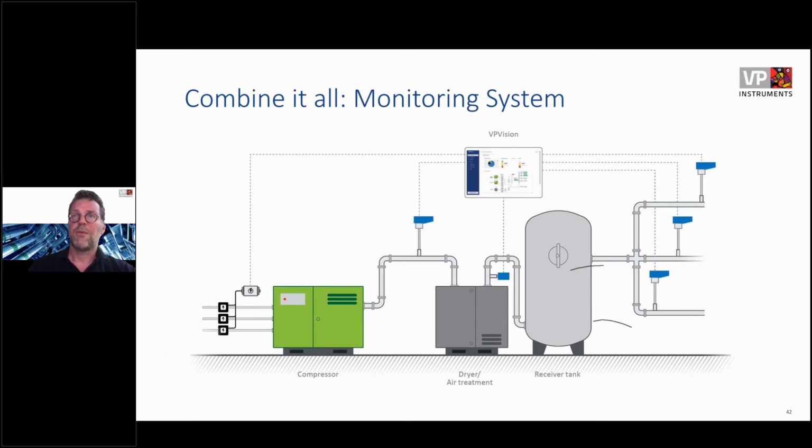And coming to the end of this part, you can also combine everything in one monitoring system. So you have flow, power, dew point, demand side flow, and that really helps you to make the right decisions on what to do next. Maybe it's not changing the compressor, maybe it is just buying a bigger receiver tank to overcome that peak demand, or maybe you need to invest in a better dryer. So monitoring it all will really help you to make the right decisions.